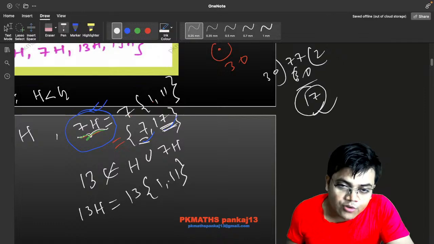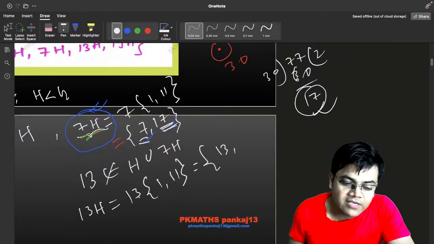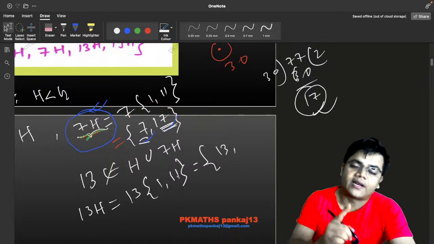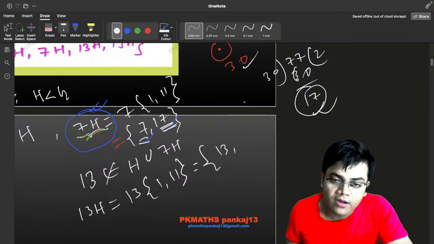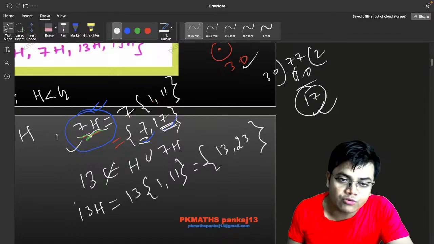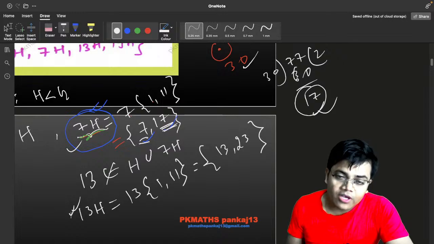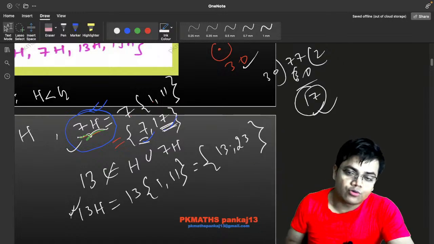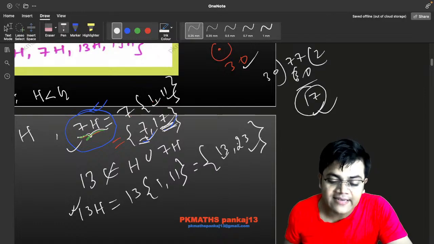So now what shall you do? It will become 13. And if you multiply this 13 with 11, and then divide with 30, the remainder will be 23. So this is your second left quotient, 13H. Now if you want to write another left quotient, then you have to take the elements other than 1, 11, 7, 17, 13 and 23. So what is that element?